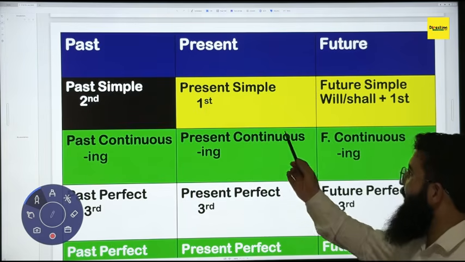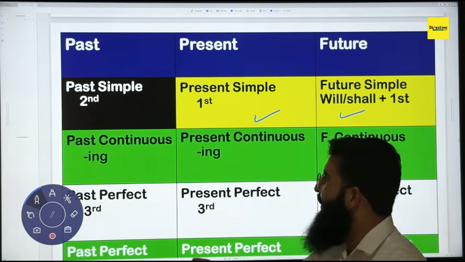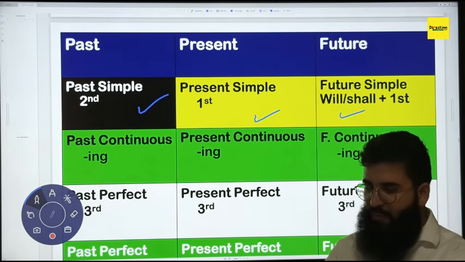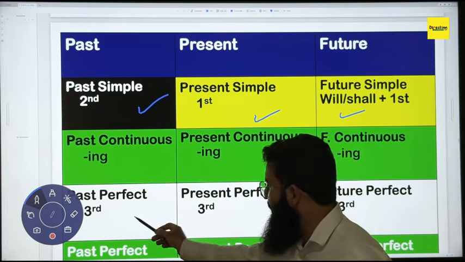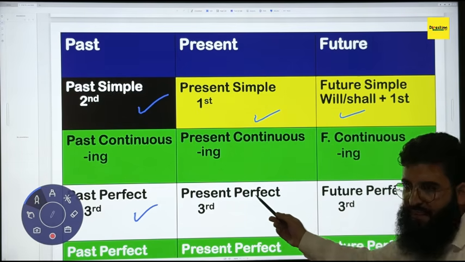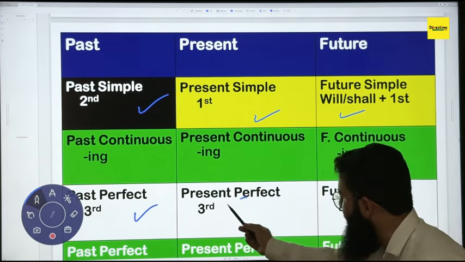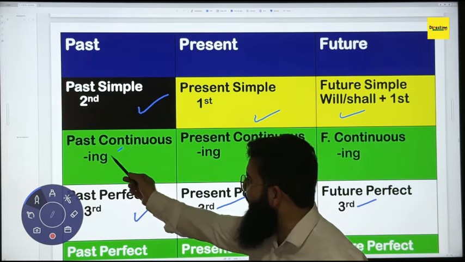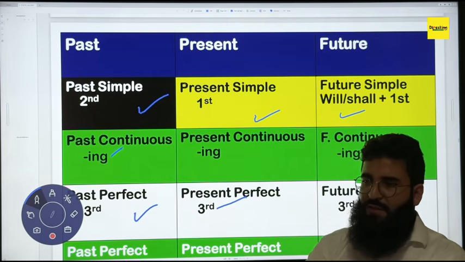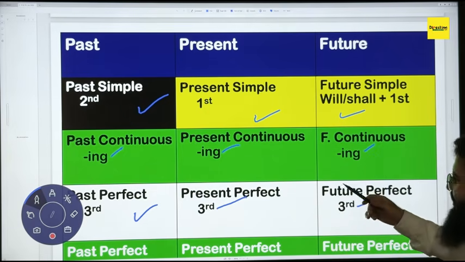First form is used in present simple and future simple. This second form is used only in past simple. This third form is used in all perfect tenses. Perfect, third are like synonyms, same. Wherever you hear the word perfect, when I say past perfect, you should say third form. Whenever you hear this word perfect, then third form. And whenever you remember continuous tense, use ing form, the fourth form. Okay, this is a simple formula. Continuous, ing form.